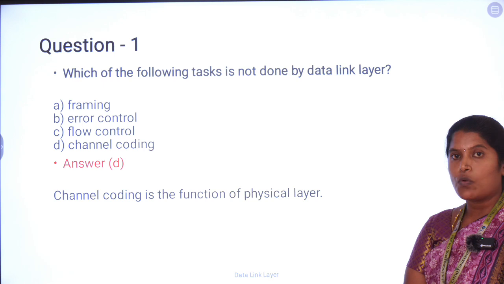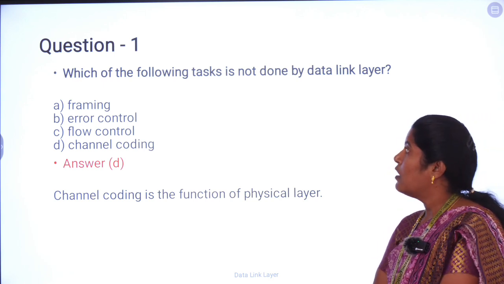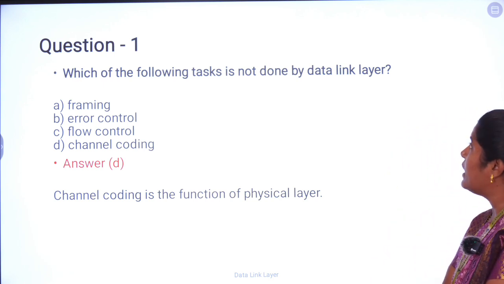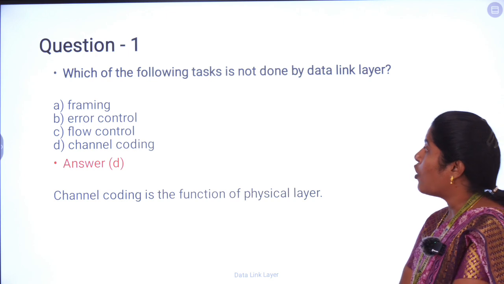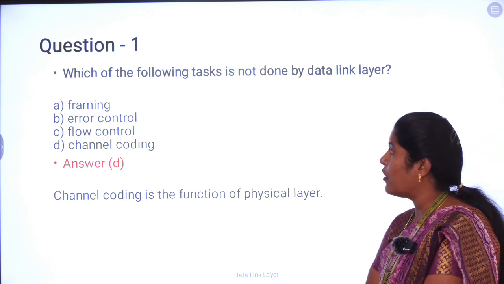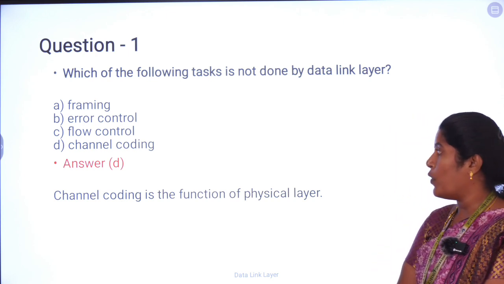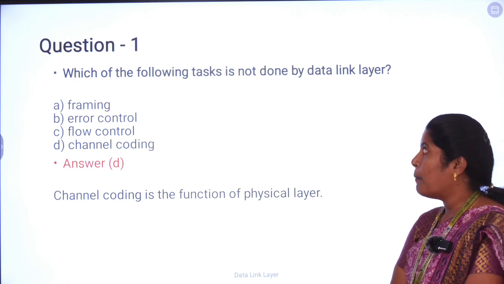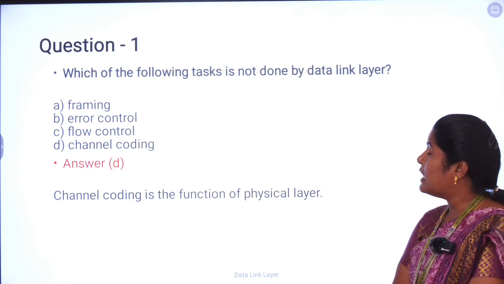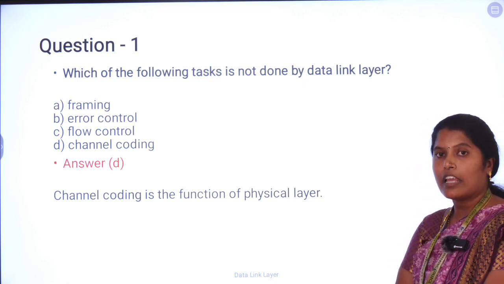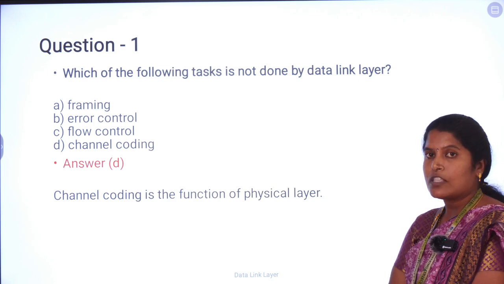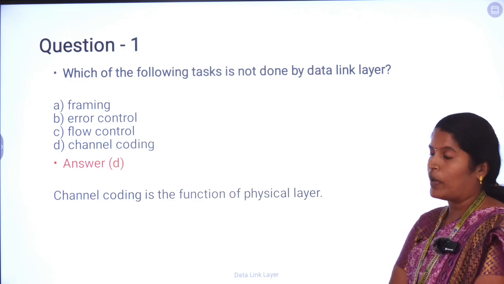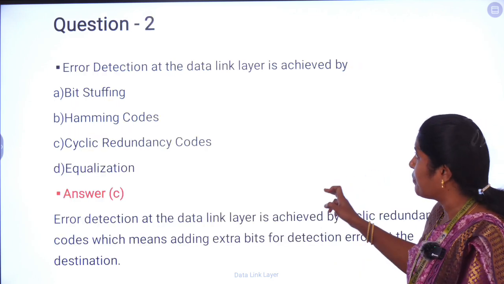Moving on to the GATE questions. First question: which of the following tasks is not done by the data link layer? The options are framing, error control, flow control, channel coding. So the option is D, because the data link layer does the functions of framing, error control and flow control, but it does not do the function of channel coding. So the option is D.